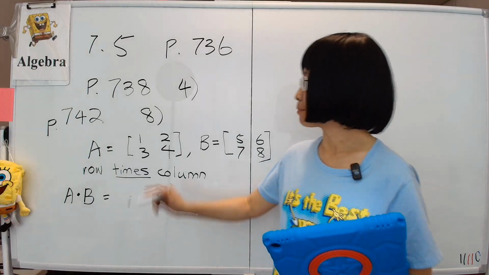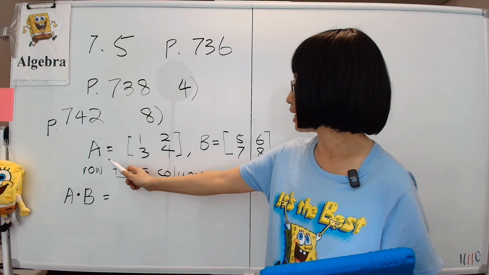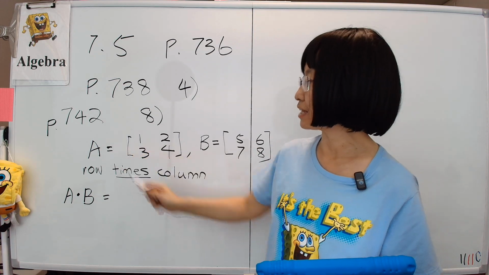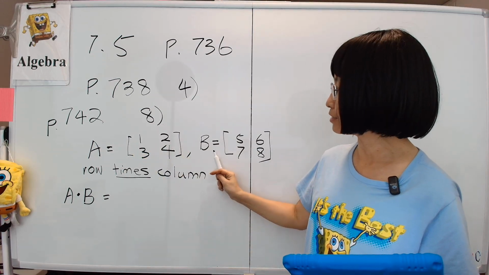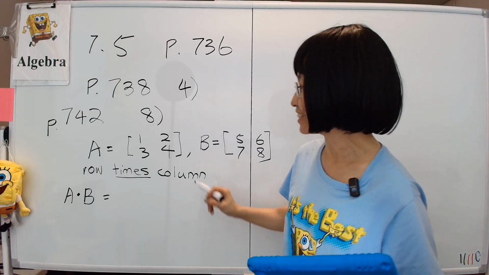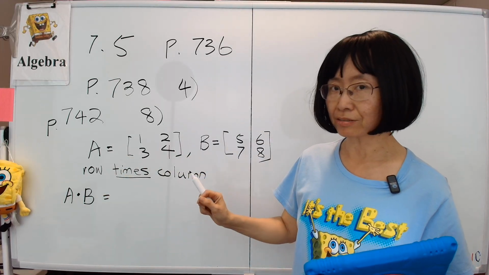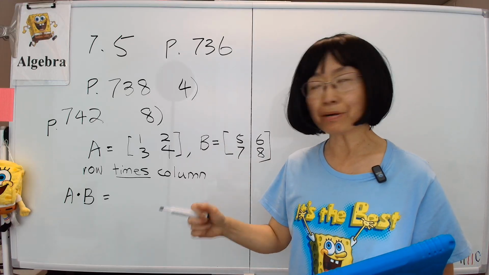So let's look at example 8 on page 742. I have copied down here: matrix A is 1, 2, 3, 4, and matrix B is 5, 6, 7, 8. You can totally tell that they just made this up, right? And so how do you multiply 2 matrices together? Now this is not scalar multiplication.